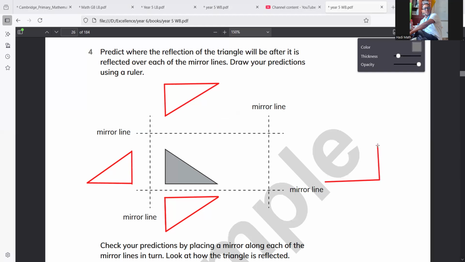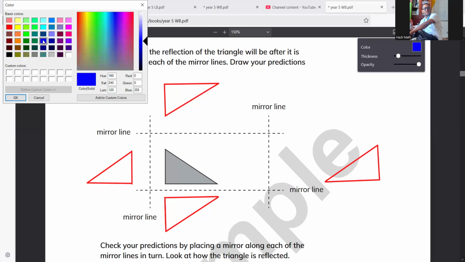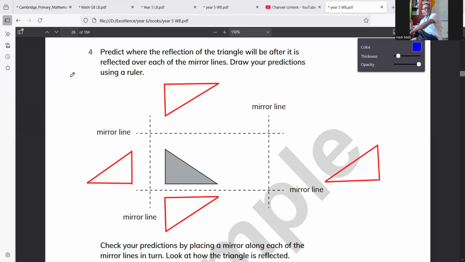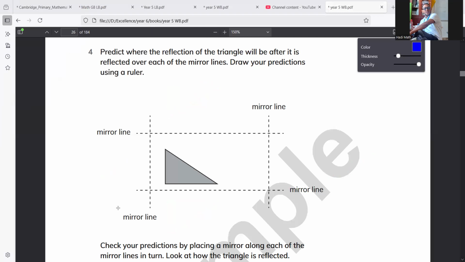So this is how the shape is going to look like. So these are the triangles. This is how you reflect them over each one of these drawings. So this is how your final answer will look like, and this is how your triangle reflections will look like this way. Let's move on. And we go to the next question.